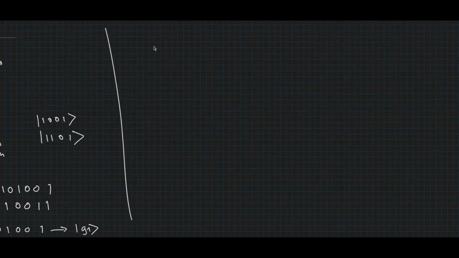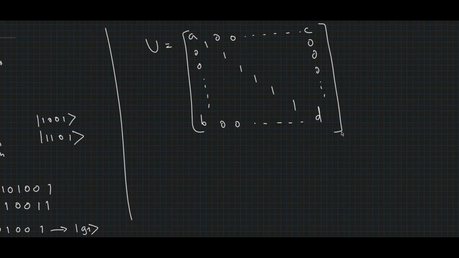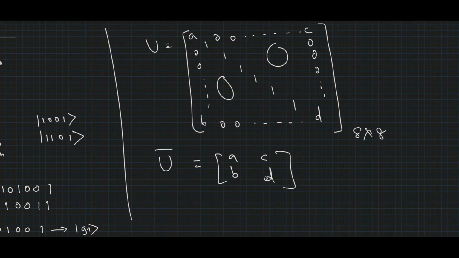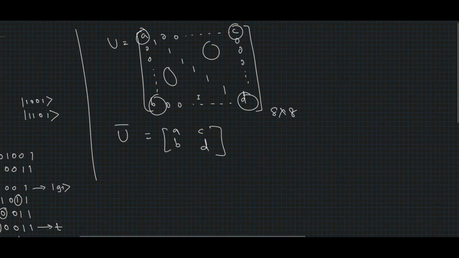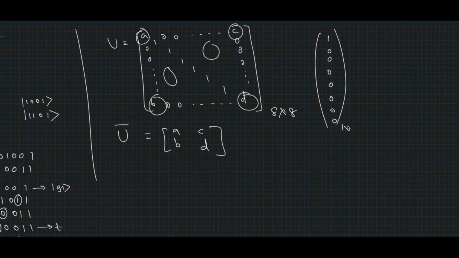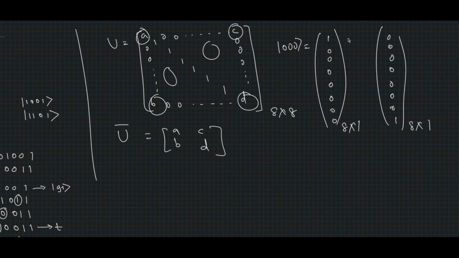Let's take a two-level unitary matrix U equal to this matrix, which is an 8 cross 8 matrix where A, B, C, D are complex numbers and except the diagonal elements, all the rest of the elements are 0. We also define U bar, which will act on a target qubit. Now U only has non-trivial elements at these entries, such that U acts non-trivially on the vectors 1 0 0 0 0 0 0 0, which is an 8 cross 1 column vector, and 0 0 0 0 0 0 0 1, which is also an 8 cross 1 column vector, where these column vectors are represented by the states 000 and 111.